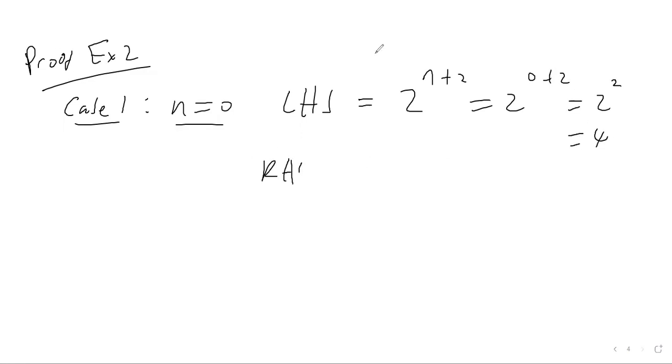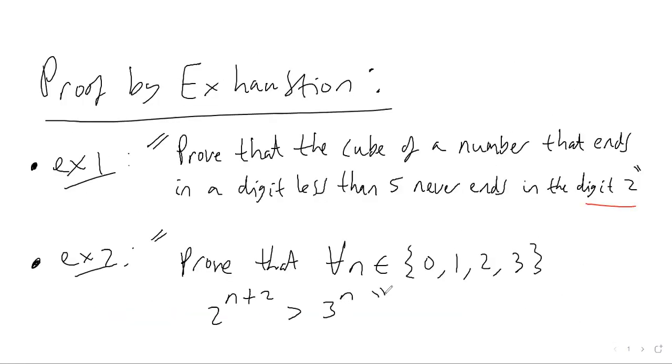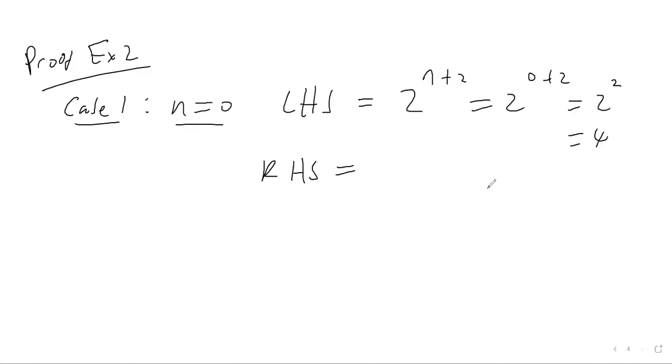And then our right-hand side in our statement was this here, so 3 to the power of n. But of course in this case n is 0, so 3 to the power of 0 equals 1. So in this case we get that the left-hand side is indeed bigger than the right-hand side. So the statement is true in case number 1.